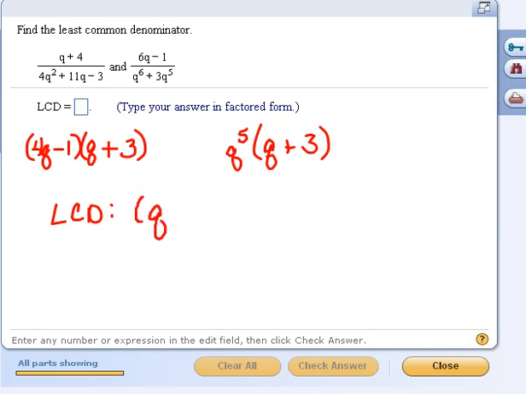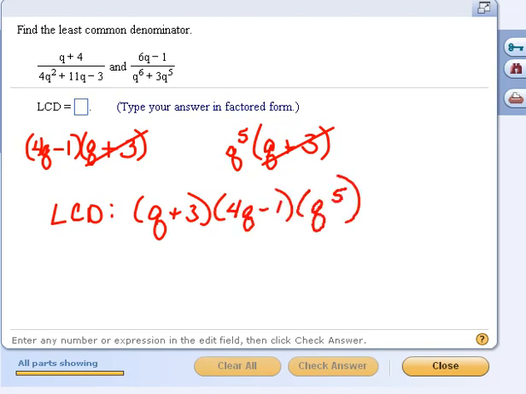Now, when we find the least common denominator, we have to take what they have in common first, which in this case is a q plus 3. So now we've accounted for our q plus 3. We also have to take everything else that's left. So we have to account for the 4q minus 1, and we also have to account for the q to the 5th. Generally, whenever we're writing LCDs, or anything for that matter, our monomial goes first. So I would write it as q to the 5th times q plus 3 times 4q minus 1.